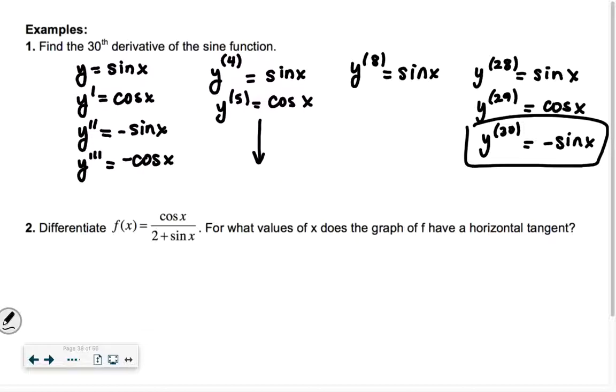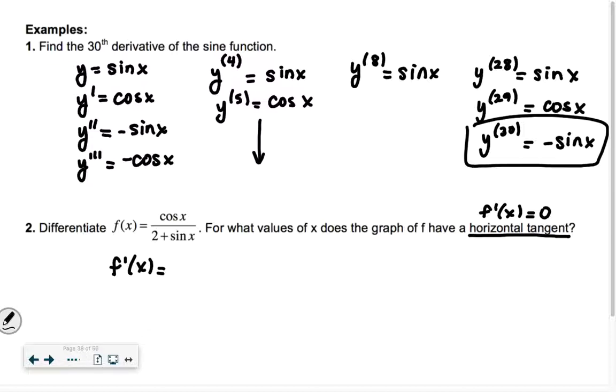All right, so number 2, differentiate cosine of x over 2 plus sine of x. For what values of x does the graph of f have a horizontal tangent? So these are calculus keywords, horizontal tangent. What do we know? The slope equals 0. So we can write f prime of x equals 0, or you can write m equals 0, or whatever you want. So we want to find the derivative, and we want to find when it's equal to 0.